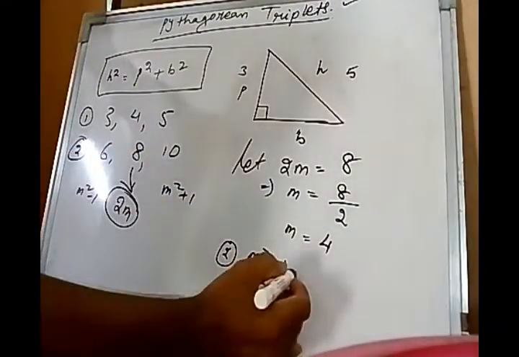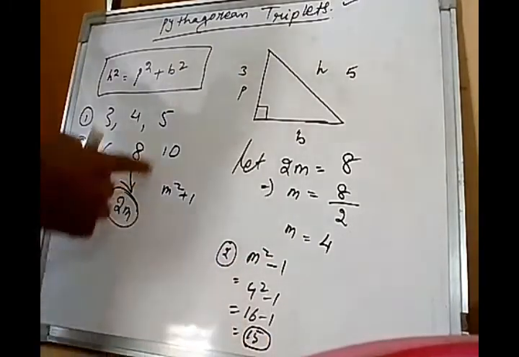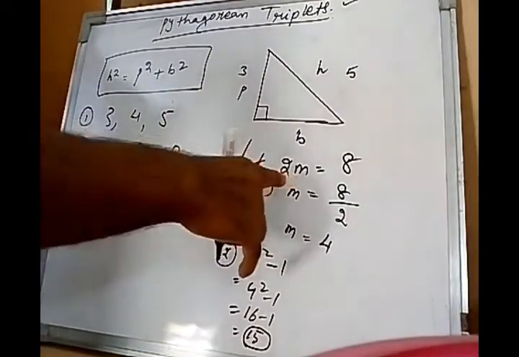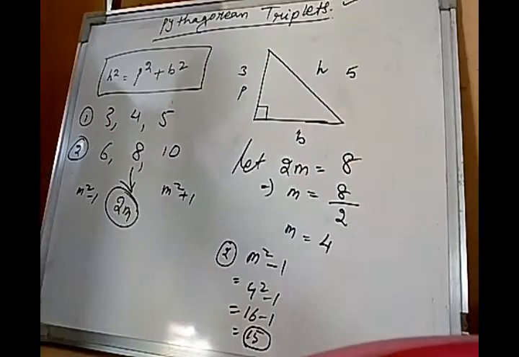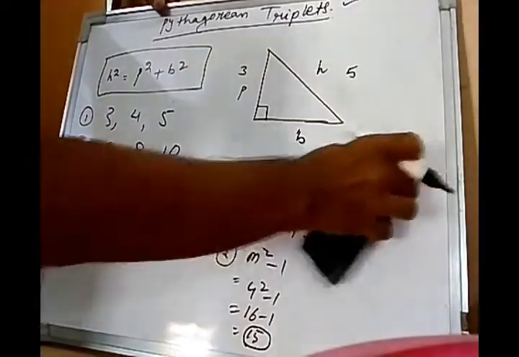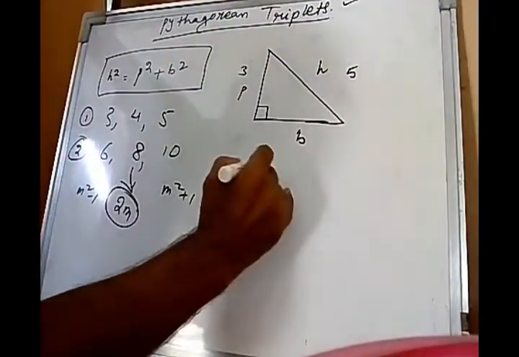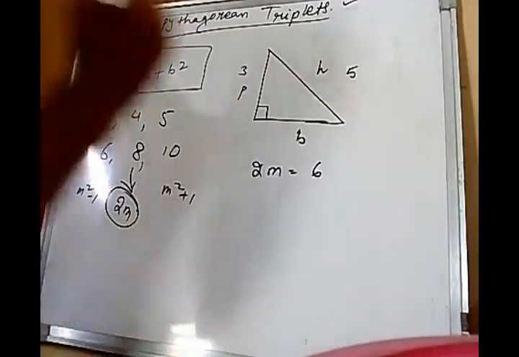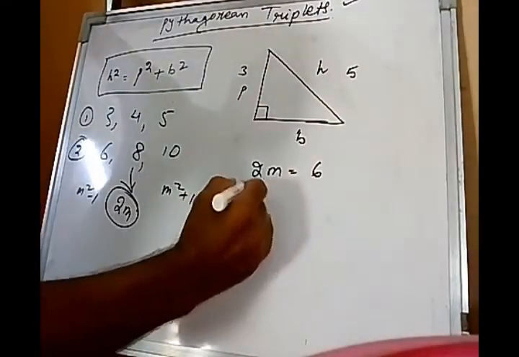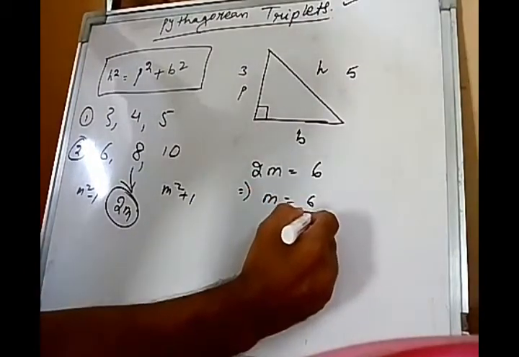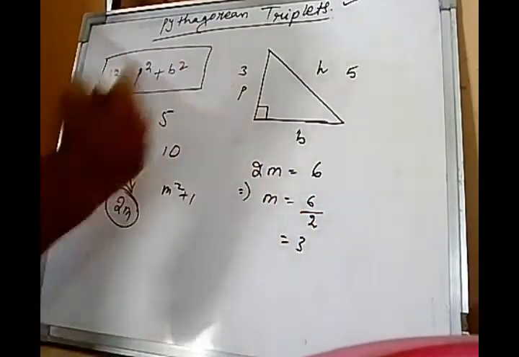So m square minus 1 is what? 15 here. But 15 is not here in these triplets. So 2m equals 8 is not possible. So we can take the smaller one, that is 2m equals to 6.